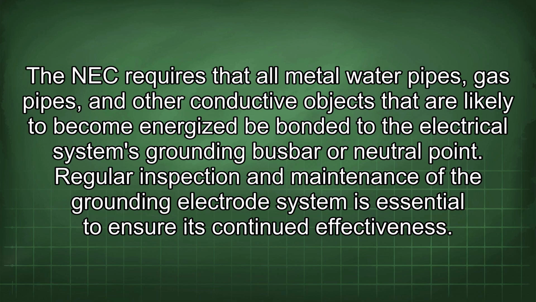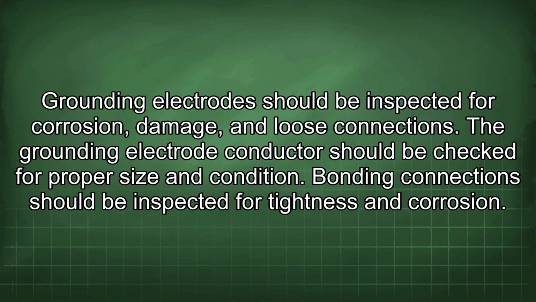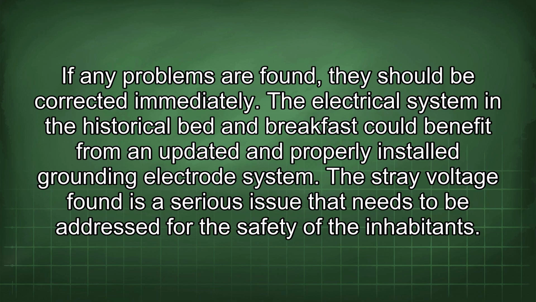Regular inspection and maintenance of the grounding electrode system is essential to ensure its continued effectiveness. Grounding electrodes should be inspected for corrosion, damage, and loose connections. The grounding electrode conductor should be checked for proper size and condition. Bonding connections should be inspected for tightness and corrosion. If any problems are found, they should be corrected immediately.